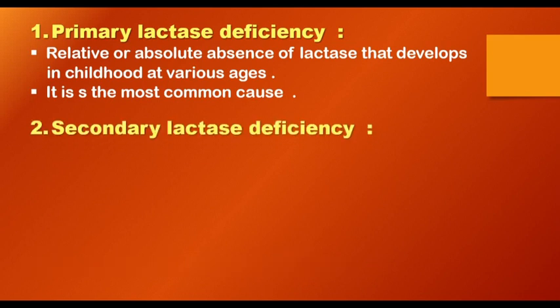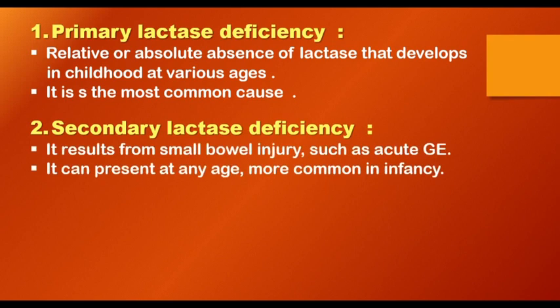The second type is the secondary lactase deficiency. This results from a small bowel injury, and it may be transient, for example acute gastroenteritis, which we talk about in the lecture of the acute diarrheal diseases, especially acute gastroenteritis due to rotavirus. Or it may be caused by persistent diarrhea or small bowel overgrowth or other causes of injury to the small intestinal mucosa. Like what? Like celiac disease or cystic fibrosis, as we take in the first part of this lecture. So this can present at any age, but it is more common in infancy.